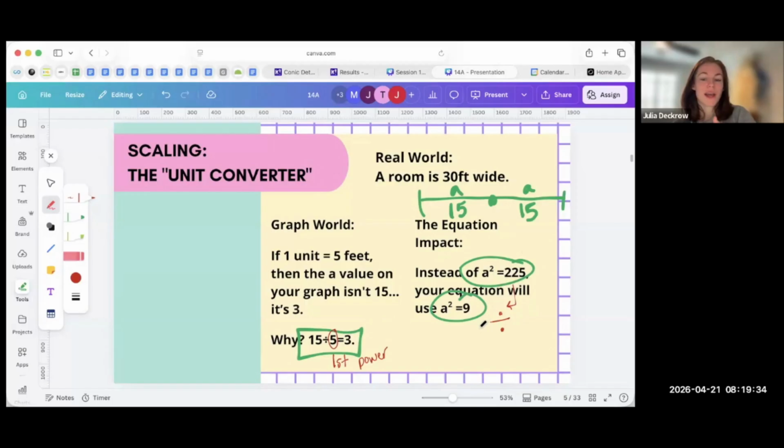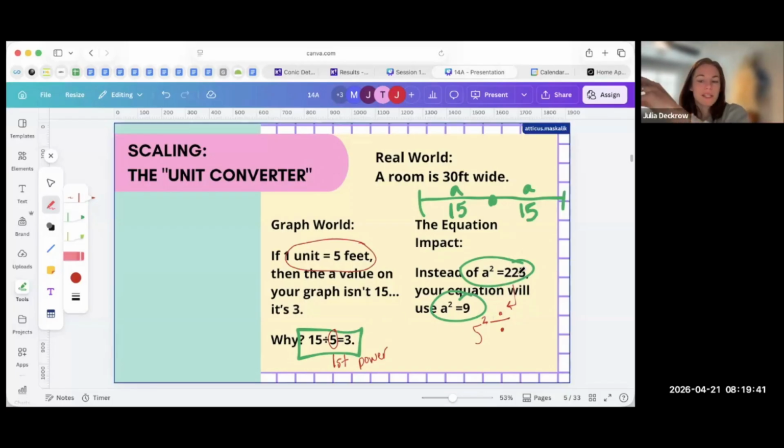You would actually divide by 5 squared. So whatever your scale factor is, you would square it to get the squared factor down, if that makes sense. So if it was 3, it would be 3 squared. If it was 10, it would be 10 squared. It's going to change based on what your scale is.